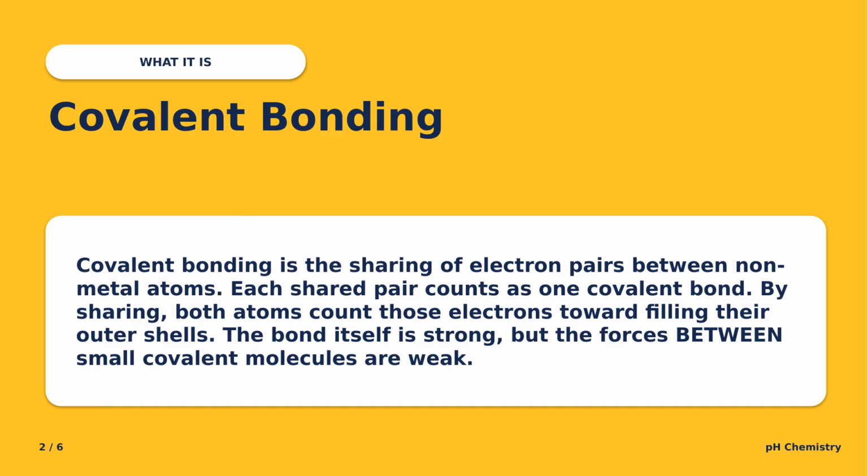Covalent bonding is the sharing of electron pairs between non-metal atoms. Each shared pair counts as one covalent bond. By sharing, both atoms count those electrons toward filling their outer shells. The bond itself is strong, but the forces between the small covalent molecules are weak.